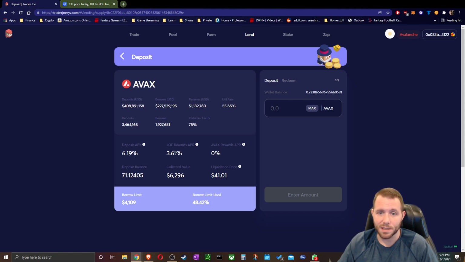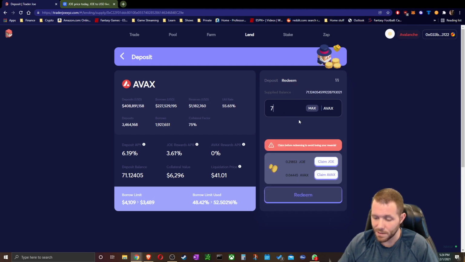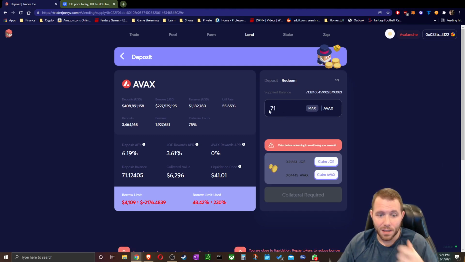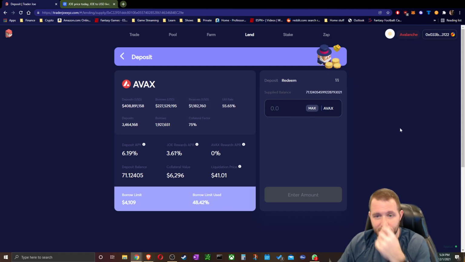And the AVAX is still mine. I can deposit it as much as I want, but then I can redeem it. So you can see instant, like right now, I can withdraw all of my AVAX. I'm not going to because of what I have going on here, but I can withdraw this instantly, and it'll just come out, and it's mine again.